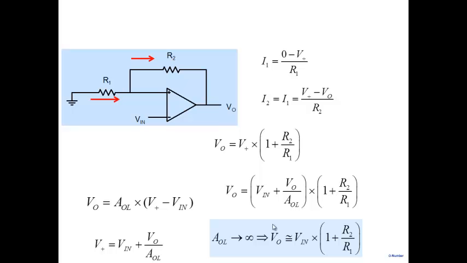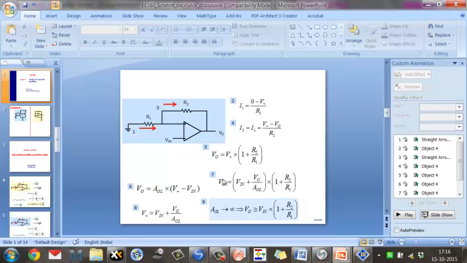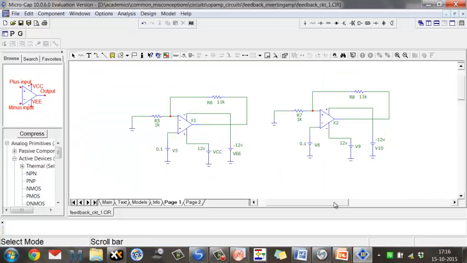What will it give? This is saying V0 equal to V in 1 plus R2 by R1. All right, let's do microcap. Let's see that. I have the circuit with me. Here, can you see the two circuits?